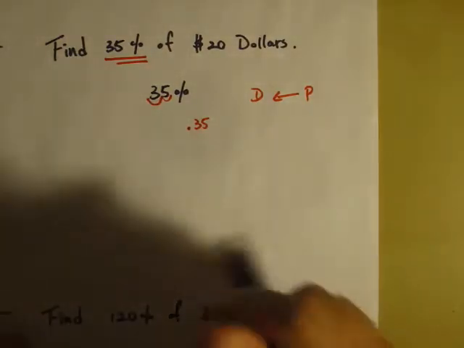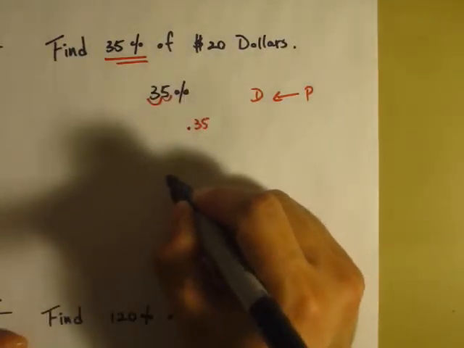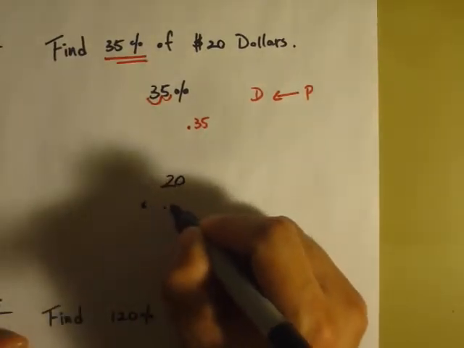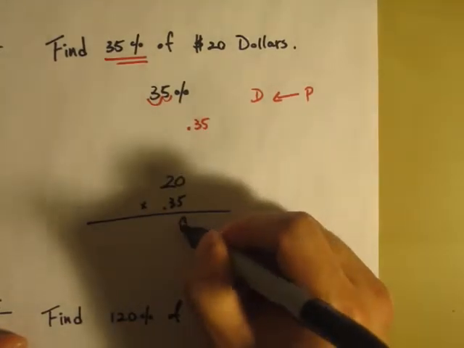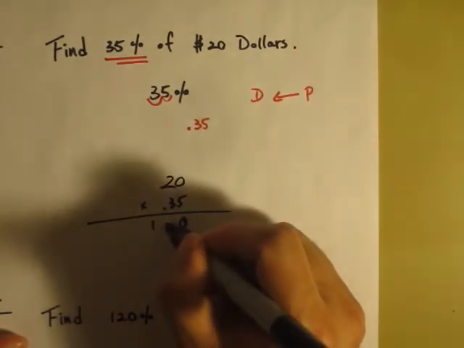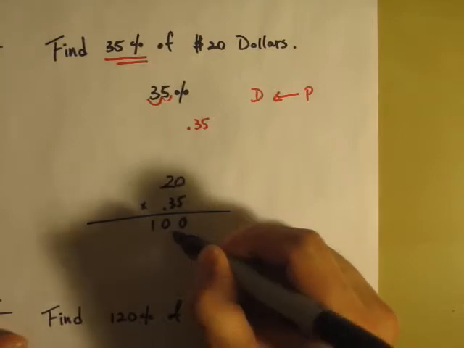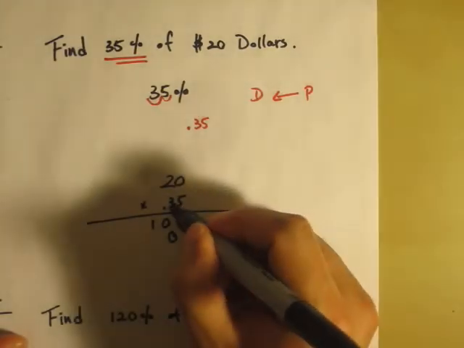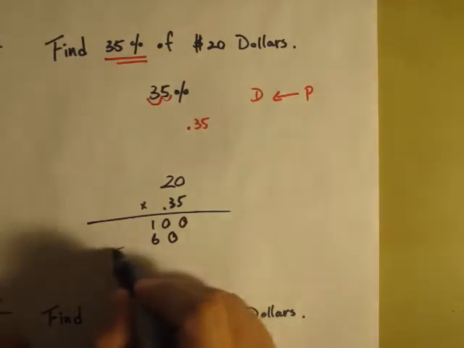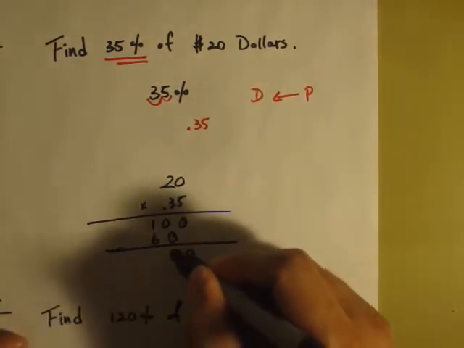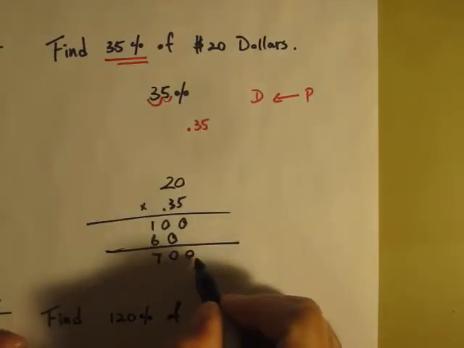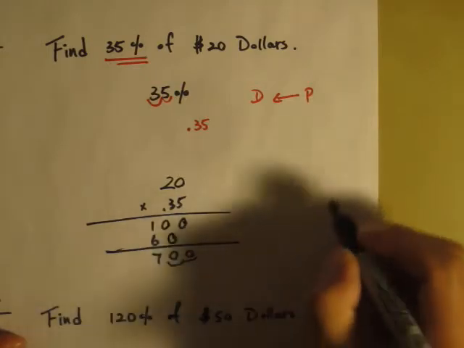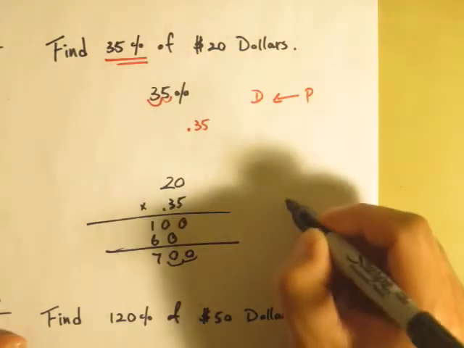Now, all we have to do is multiply 20 times 0.35. 5 times 0 is 0. 5 times 2 is 10. 3 times 0 is 0. 3 times 2 is 6. Add them together: 0, 0, 7. Count the number of decimal places: 1, 2. We move the decimal twice. 1, 2. So 35% of $20 is $7.